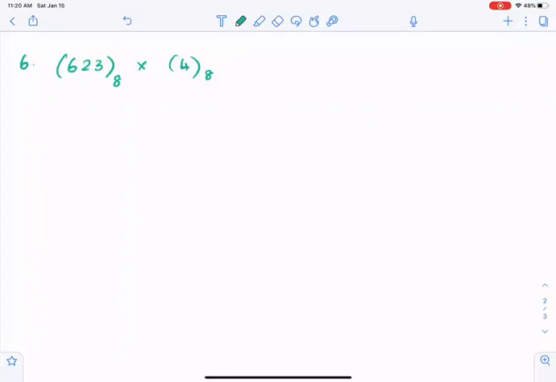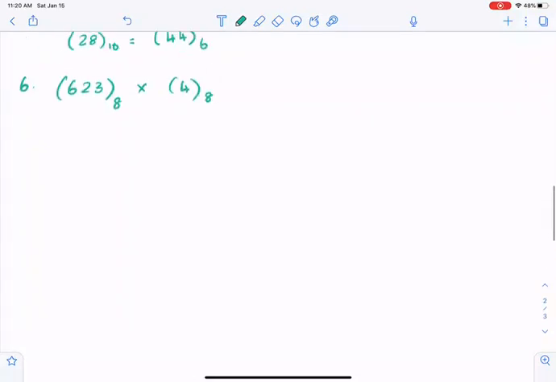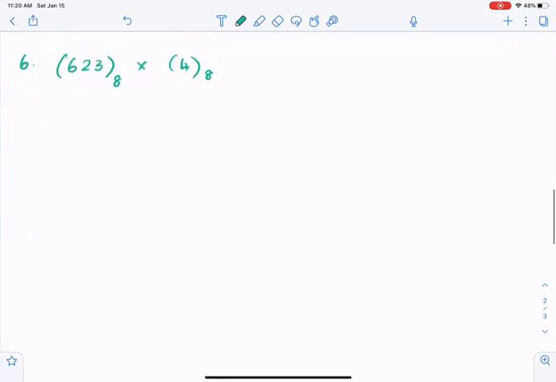So we want to multiply the numbers in base 8. 3 times 4 is 12, but 12 in base 8 can be computed using this approach. The maximum digit that we can go is the second digit, which is 8. So if I account for 8, I'm left with 4.